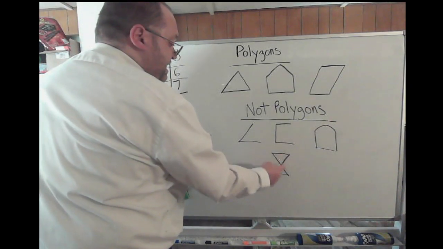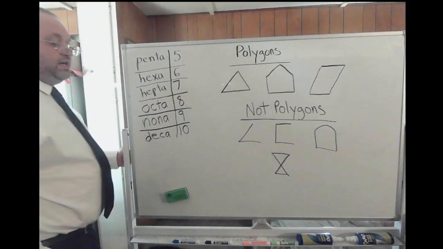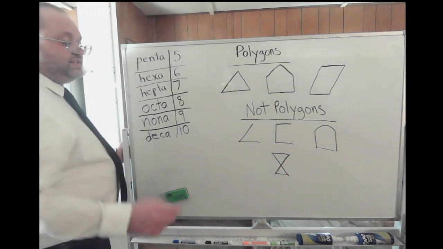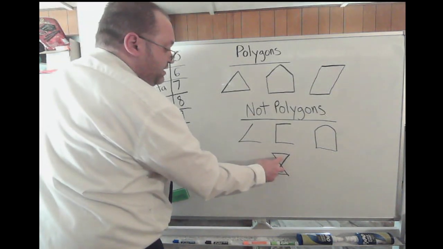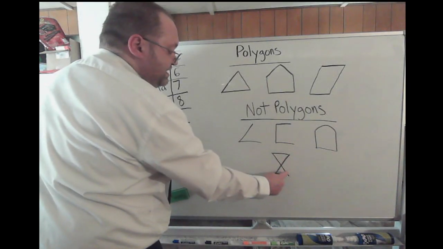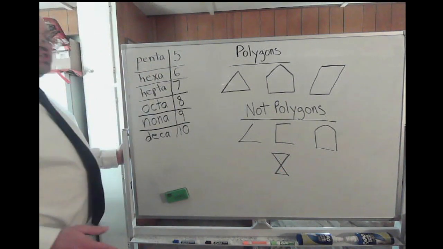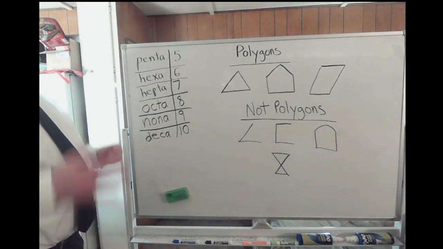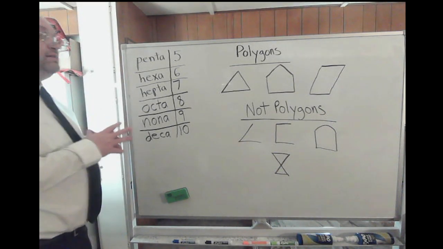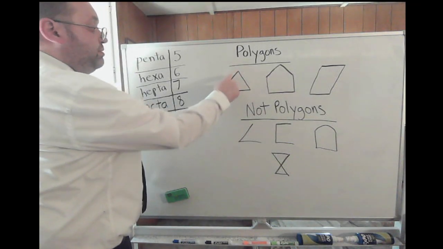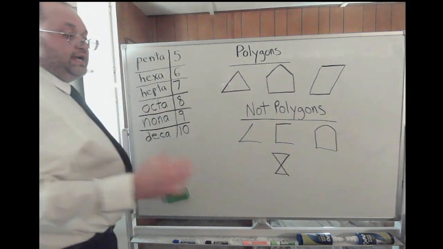And this figure down here is also not a polygon because you have sides overlapping. In order to have a polygon, the sides can't overlap. You have this side crossing with this side, which makes it not a polygon. So a polygon, again, is a group of line segments that are connected end to end, not in the middle, but end to end, that form a closed figure.